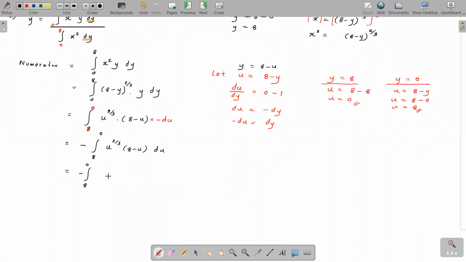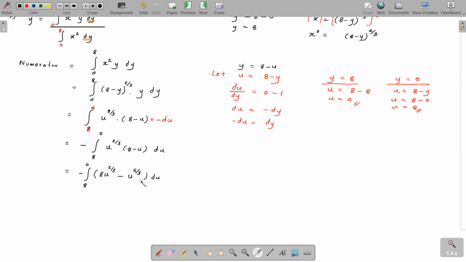u to the power 2 over 3 into 8 is 8 u to the power 2 over 3 minus u to the power 2 over 3 into u to the power 1. That's going to give you how much? The powers will add, right? 2 over 3 plus 1. So that's 5 over 3, right, guys? I still did not integrate. I was just expanding the bracket. I have not yet performed the integration.